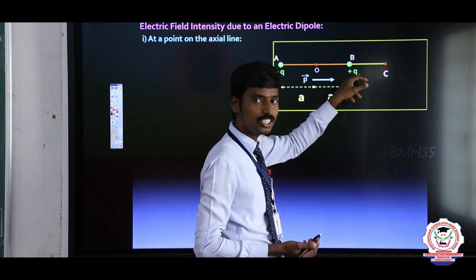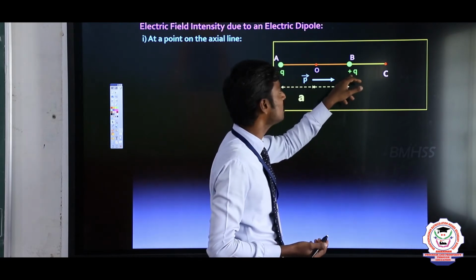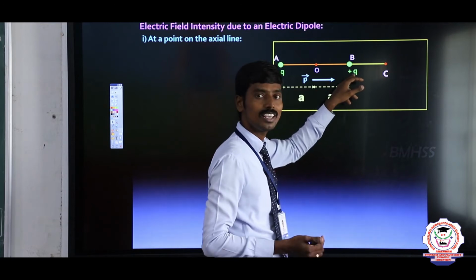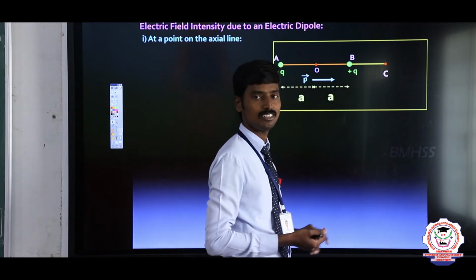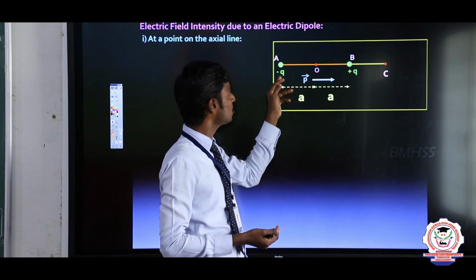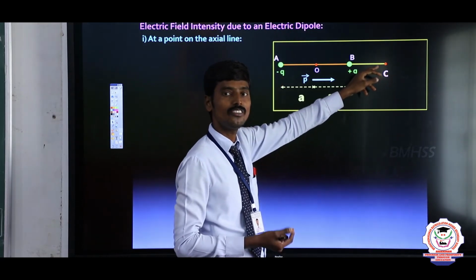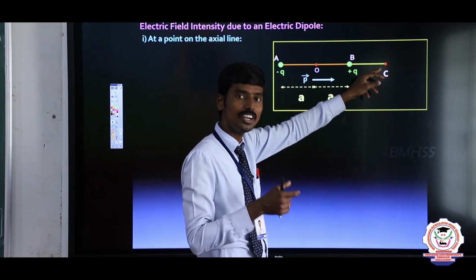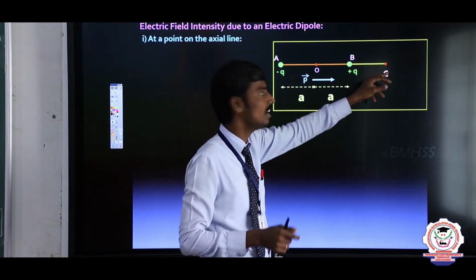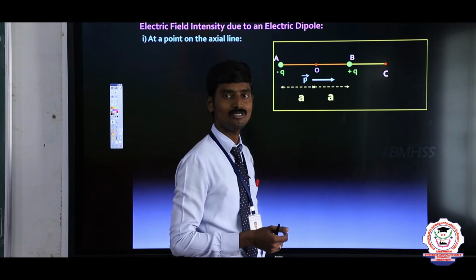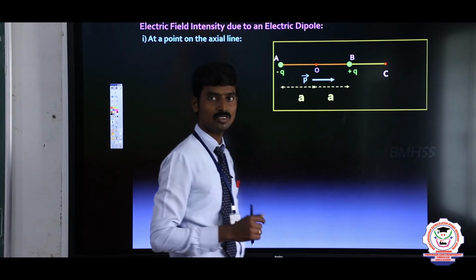The plus q charge produces some electric field at the point C. Here, minus q also produces an electric field at the point C. So I am going to find out the value of the total electric field at the point C. Okay, listen here.